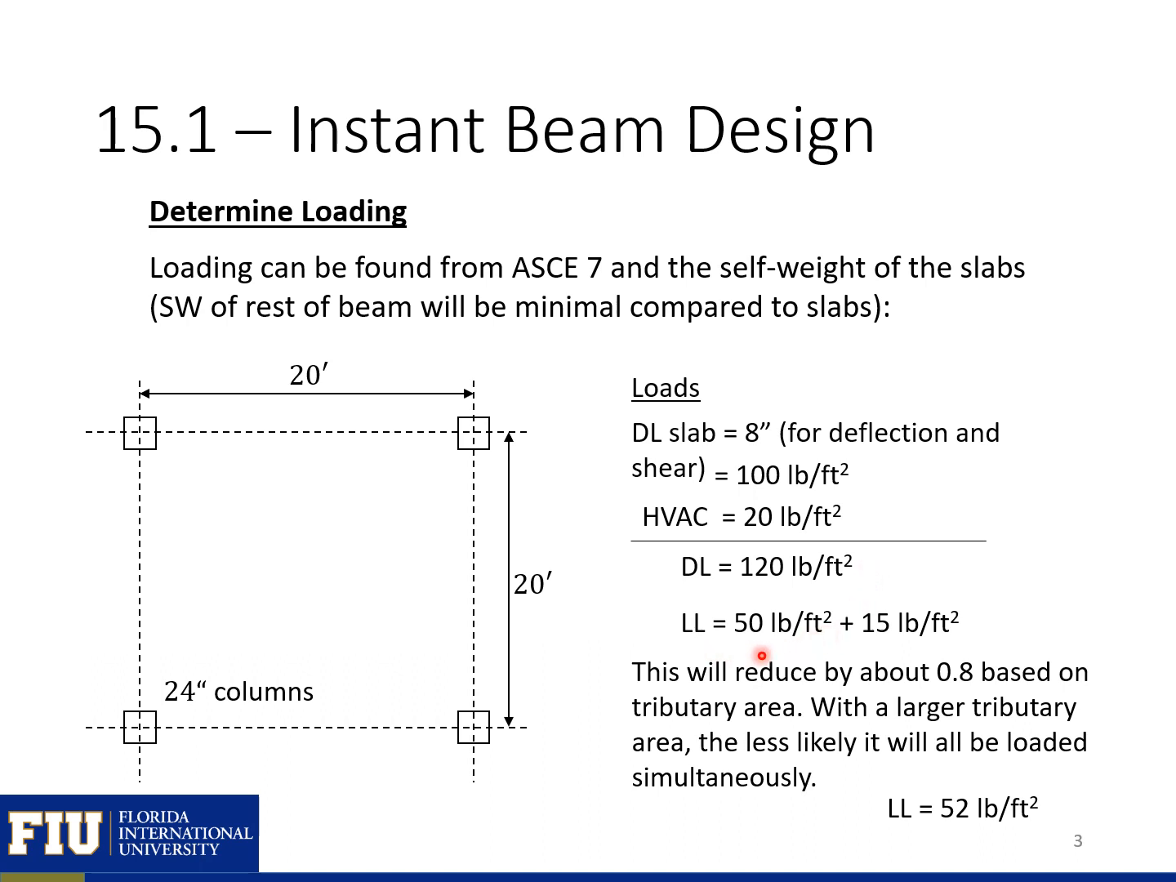Our live load here is going to be 50 pounds per square foot, a typical office load, plus 15 pounds per square foot for partitions. We can reduce our area by about 0.8 based on our tributary area. So with a larger tributary area, it's less likely that it's going to be loaded to the maximum load simultaneously. So reducing our live load by 0.8 gives us a live load here of 52 pounds per square foot. We're going to assume for this initial design that we have 20-foot bays, so 20-foot column spacing with 24-foot columns.